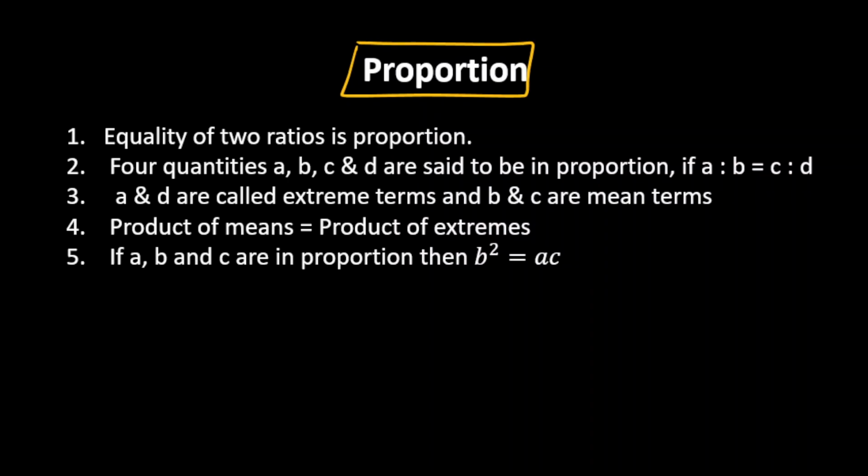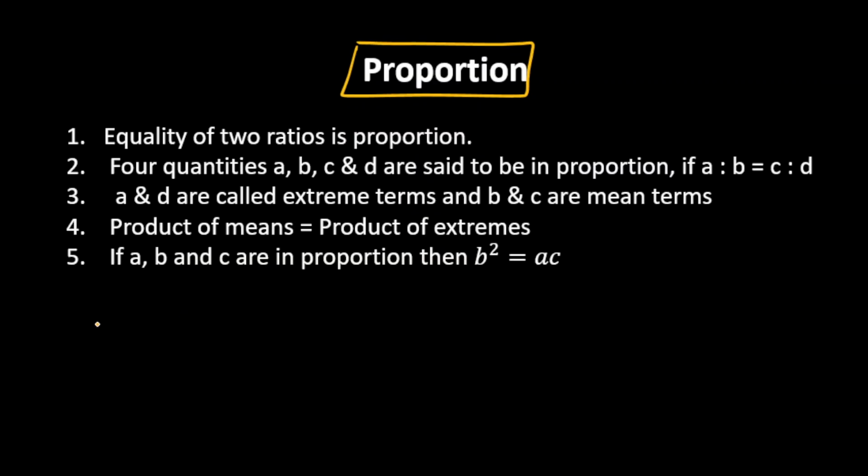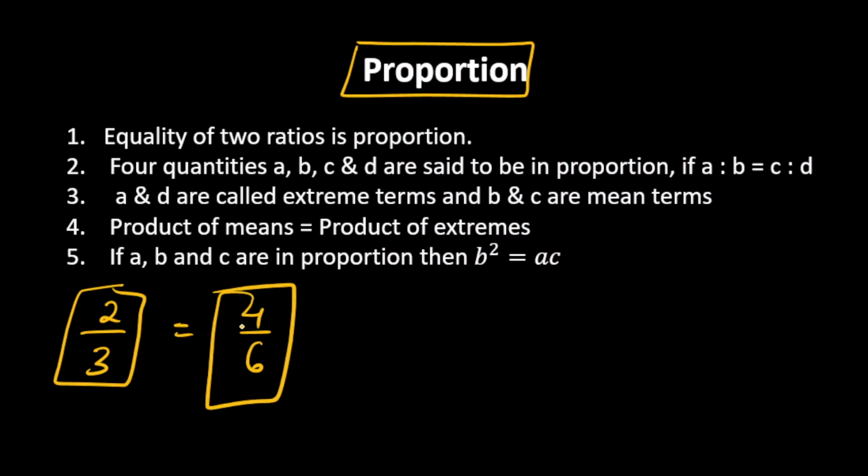So what is the meaning of proportion? Proportion means when two ratios are equal. So we have done equivalent ratio previously. Here I gave you the example 2 by 3 is equal to 4 by 6. So these two ratios are equal, so I can write these two are proportional to each other. I can also write it as 2 is to 3 is proportional to 4 is to 6 because both the ratios are the same. When ratios are equal, that means they are in proportion.